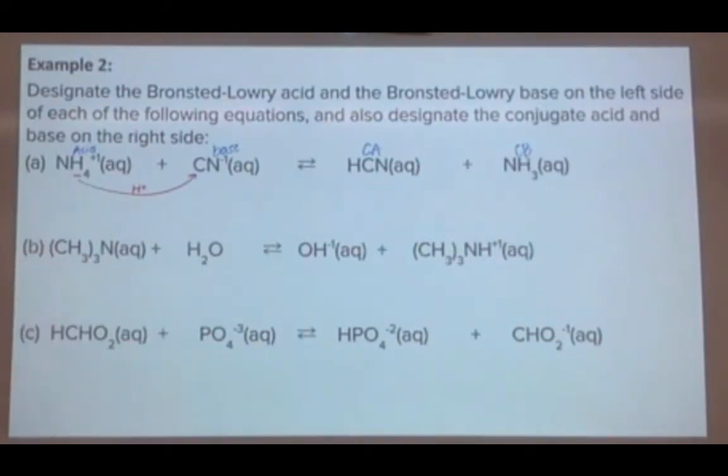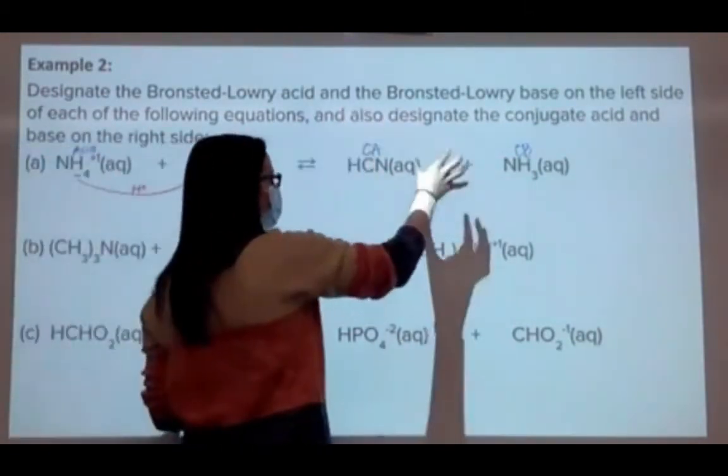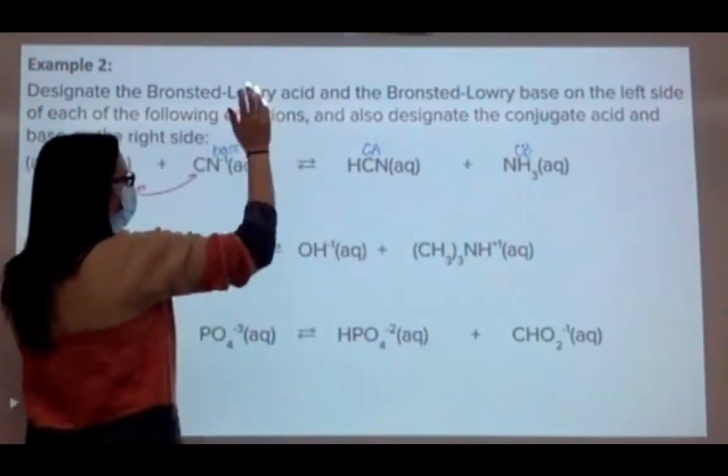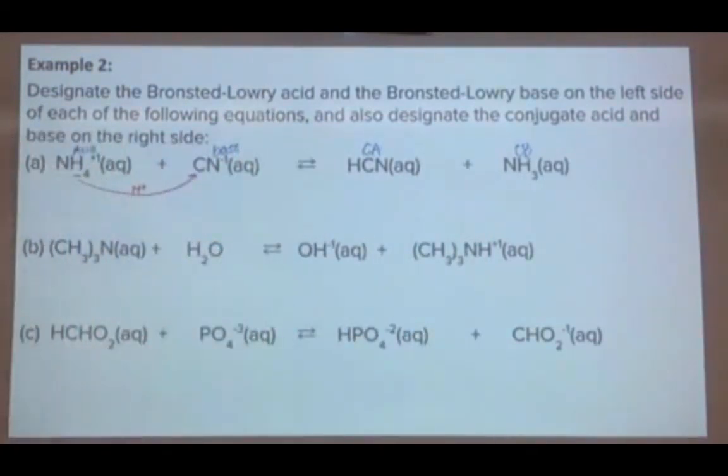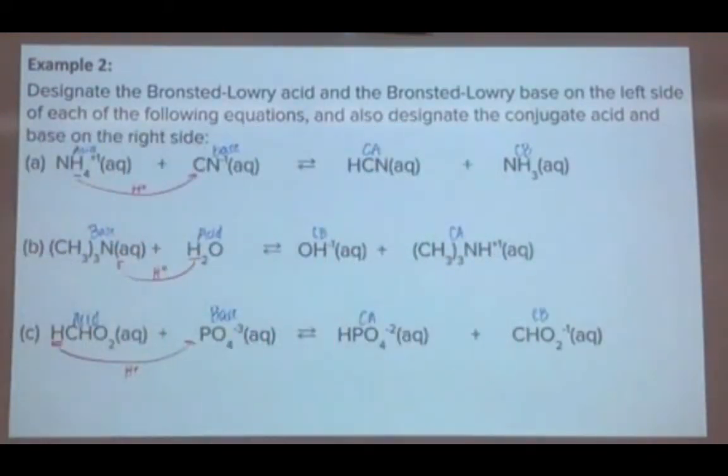So see if you can work through B and C. Label the acid, the base, and then on the opposite side, the conjugate acid and the conjugate base. Remember, you should have essentially 3 acid-base pairs. You can have an acid and a base on the left, an acid and a base on the right, and then across the arrow, you're going to have an acid-base pair, the substances that look similar. Okay, so you can check for B and C.